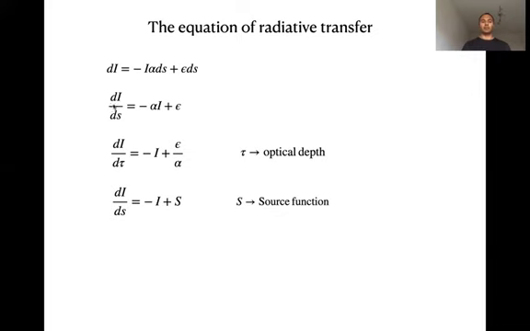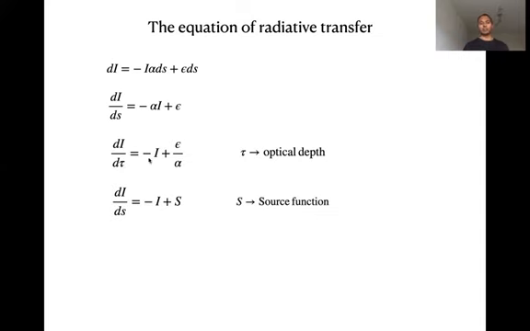And so you can write it in a differential equation form. You get dI by ds is minus alpha I plus epsilon. That's a simple differential equation. Oftentimes, you're going to see the same equation cast in terms of what is called the optical depth. So the optical depth is just alpha times ds. Alpha is the absorption coefficient. It has units of per centimeter, and ds has units of centimeter, and so optical depth is dimensionless. The optical depth kind of tells you what fraction of photons will actually escape. So it's a dimensionless quantity.